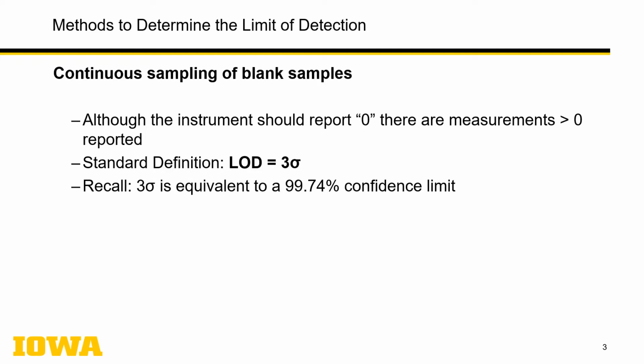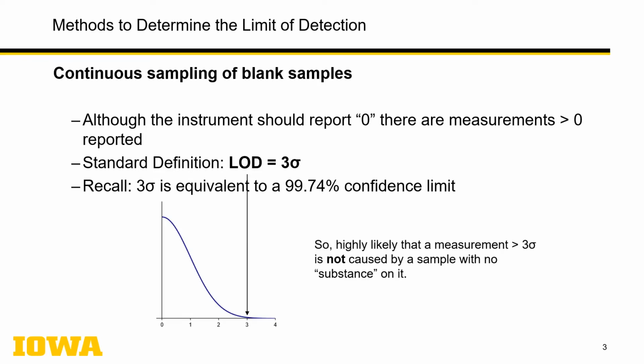And as we just went through, a 3 sigma is equivalent to a 99.74% confidence limit. So we know when we're beyond 3 sigma, we are definitely outside of that tail of that potential area within which we might actually be measuring nothing, a zero.